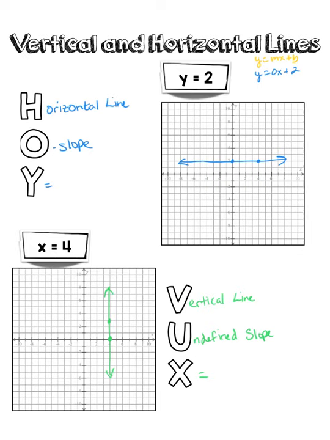So that's a vertical line, see it's up and down, undefined slope, and a vertical line has an undefined slope, and x equals. So that's how you graph those. That covers day 7.